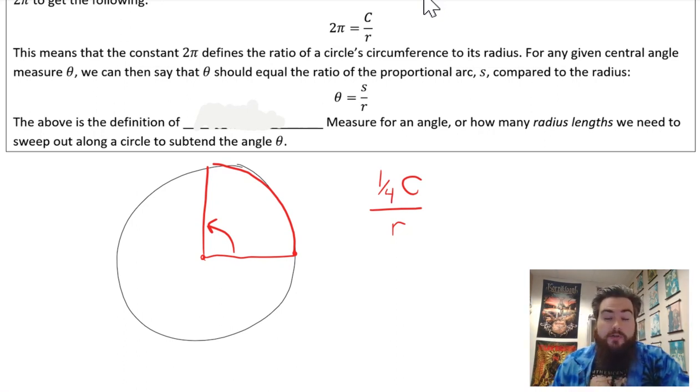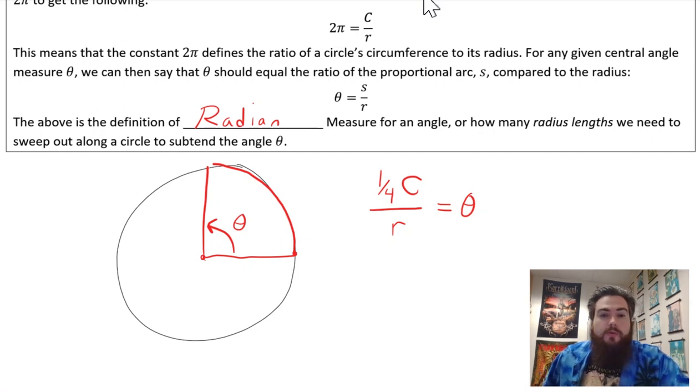Depending on how much of the circumference we are traversing, in proportion to the radius of the circle itself, we can define that as our angle measure, theta. This is how radian measure is developed. We refer to the radian measure for an angle as how many radius lengths we need to sweep out along a circle to subtend the angle measure, theta.